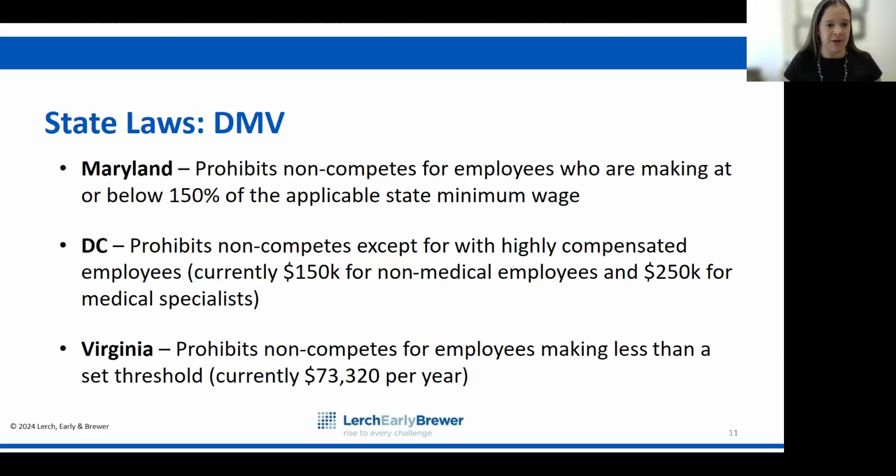So, previewing a little bit for where we're going to get to with the FTC rules, even if the FTC rules don't ultimately go into effect, we're still wanting to be really cautious about using non-competes in the DMV. Each of the Maryland, DC, Virginia statutes don't expressly prohibit non-solicitation clauses, but we still need to be careful to make sure that we're truly drafting non-solicitation clauses and non-disclosure agreements so that they would be permitted under the law and that they're not essentially masquerading as non-competes.